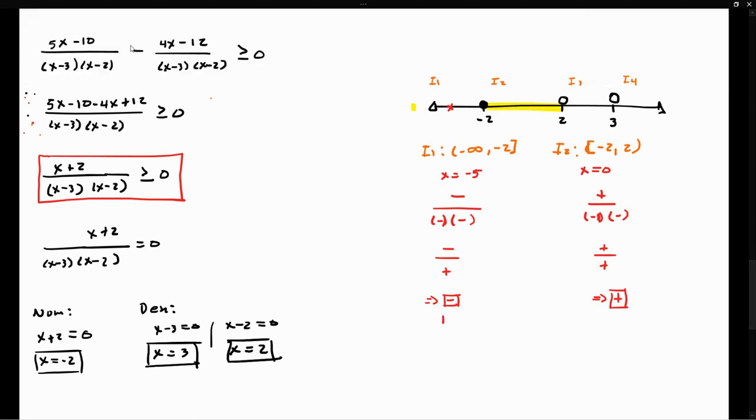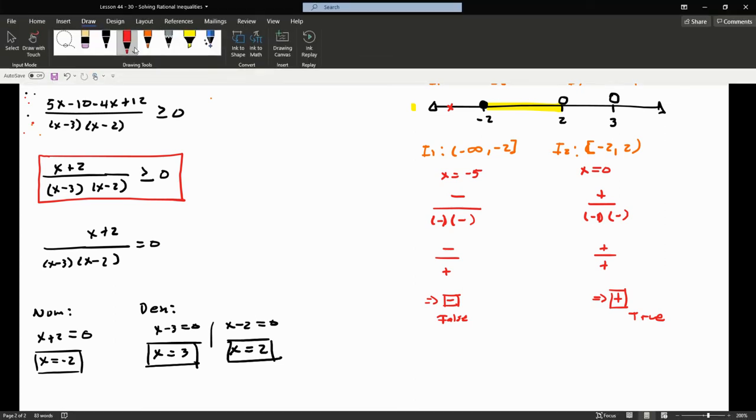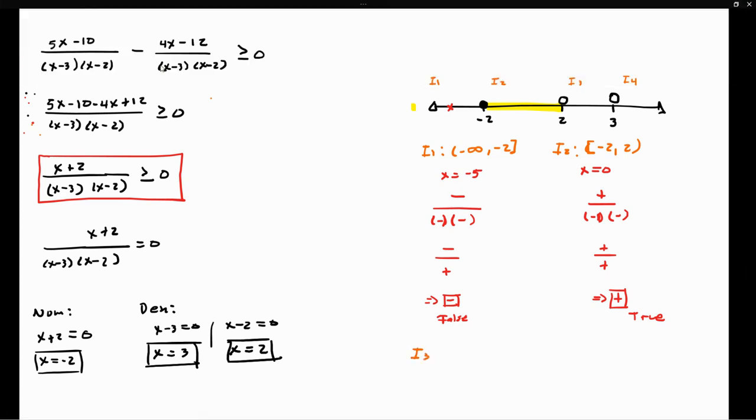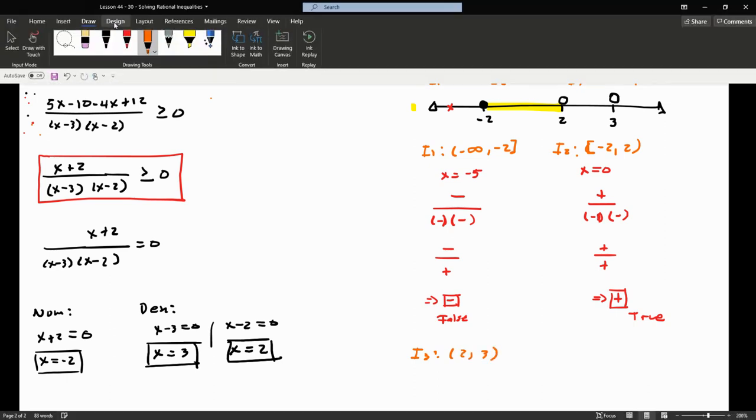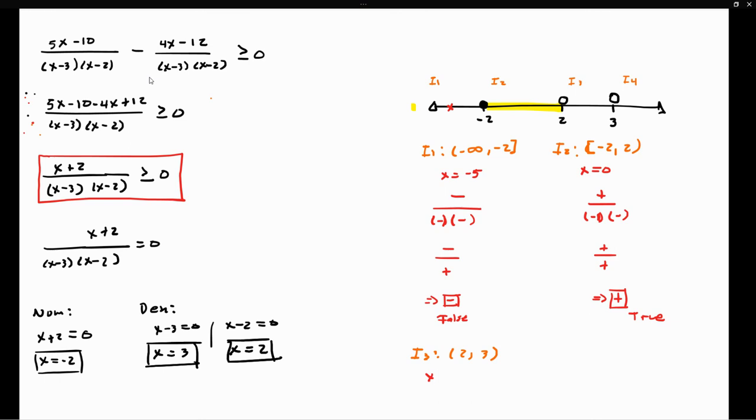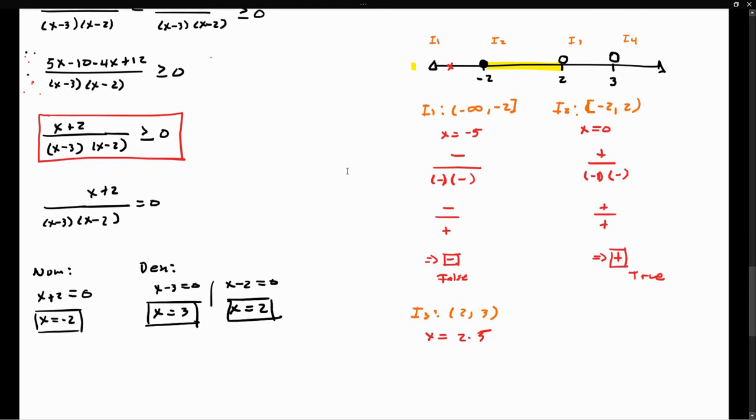So again, this is false, and this is true. And we're going to do the same for the third and the fourth interval. For the third interval, which is the interval from 2 to +3, let's just choose an x value. For that, I'm just going to choose 2.5. And let me see if it gives me a true or false statement.